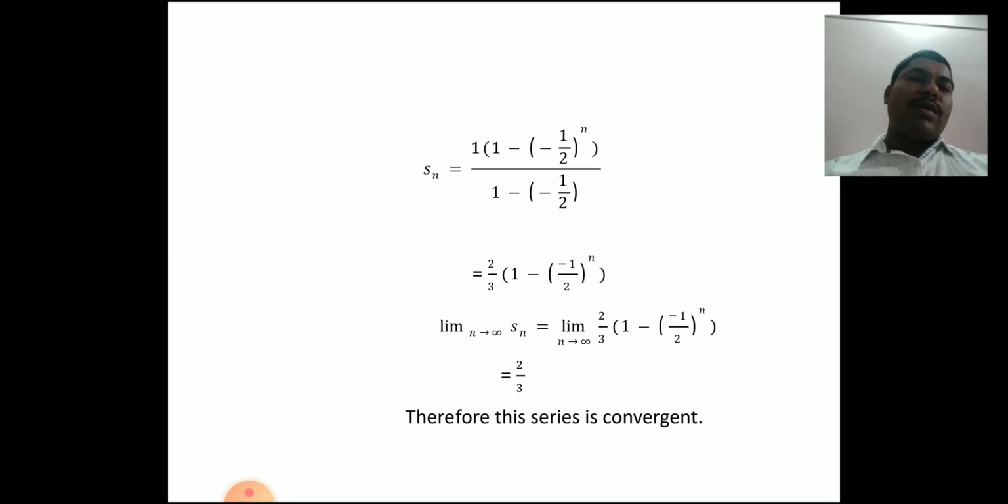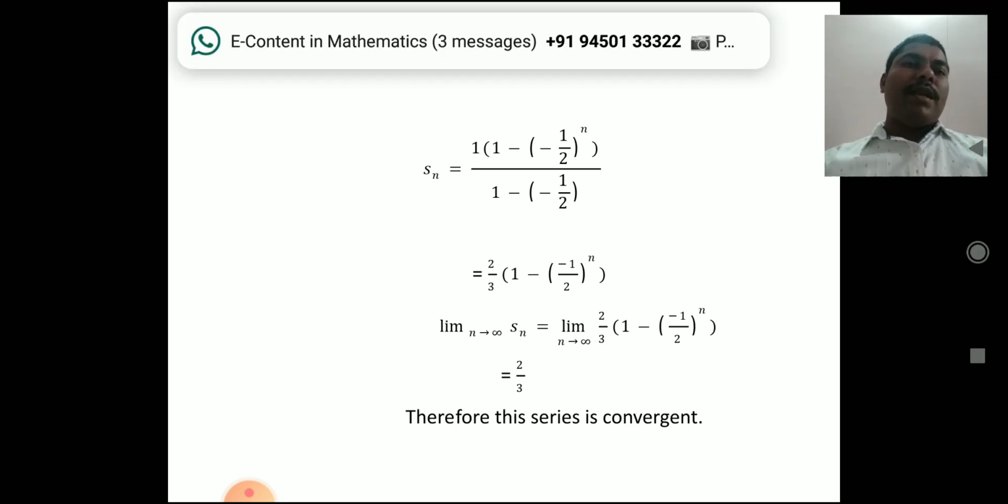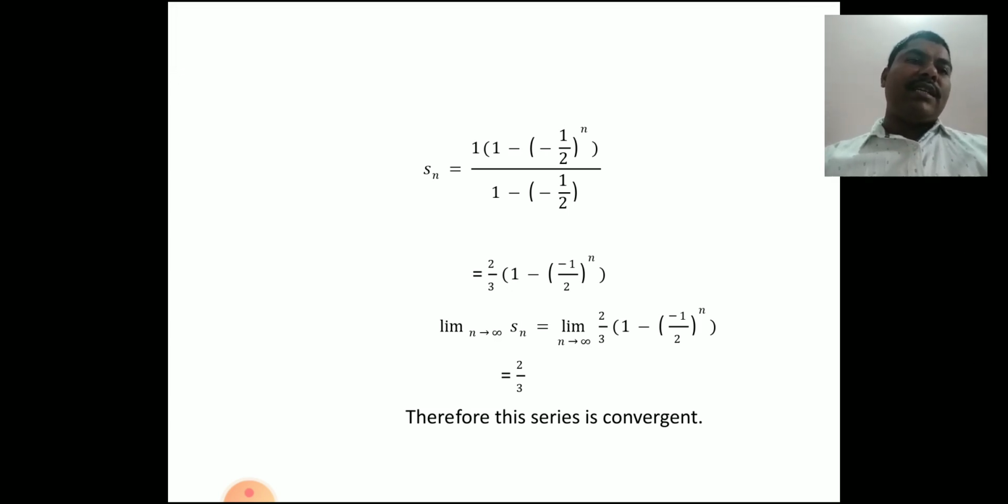So Sn is equal to 1 minus (-1/2)^n divided by 1 minus (-1/2). So at the denominator we get 3/2. When it comes to the numerator, that becomes 2/3, into (1 minus (-1/2)^n). Apply the limit on both sides. So we have limit of Sn as n tends to infinity is equal to limit of 2/3 into (1 minus (-1/2)^n) as n tends to infinity.